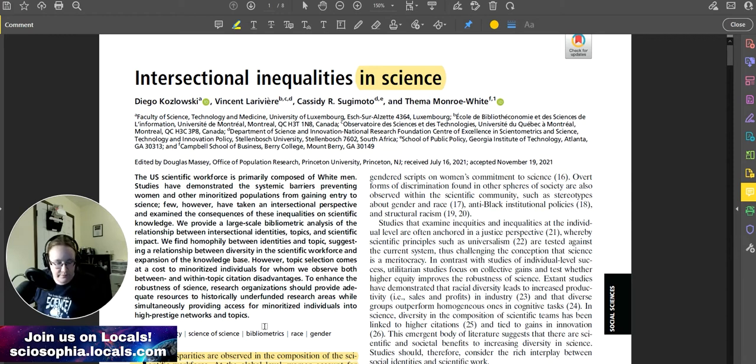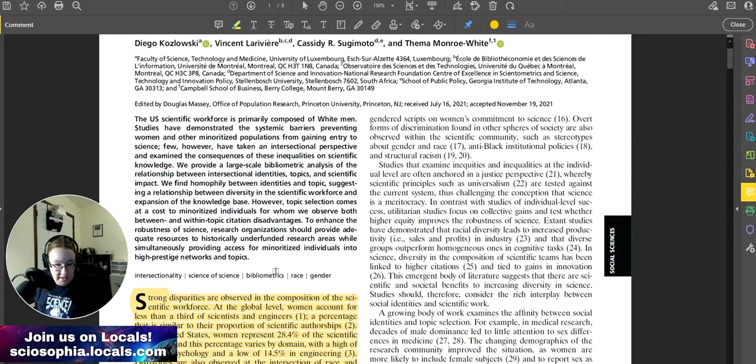So, that's the abstract. And again, you would think this is about science. And when they're talking about bibliometric analysis, what they did was gather together as many different articles as they possibly could to do an analysis on those articles, topics associated with them, and connected that, in this case, with race and gender.